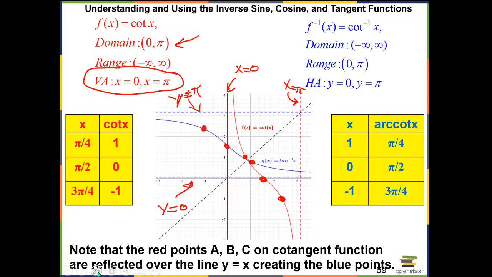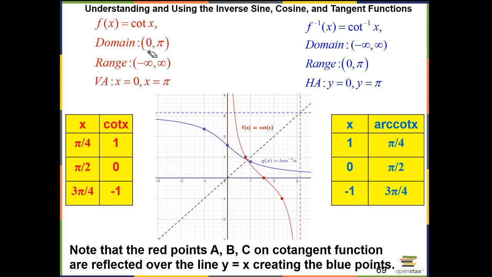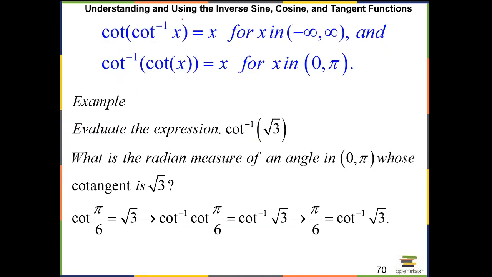Same is true for cotangent. That means if you have cotangent inverse of x, this only works if x is in the domain of cotangent inverse, which is all real numbers, so it works. This works only if x is in the domain of cotangent, which is 0 to pi, restricted domain, right? So remember, for sine and tangent, the restricted domain would be negative pi over 2 to pi over 2. For sine, they're included, and for tangent, they're not included, right?